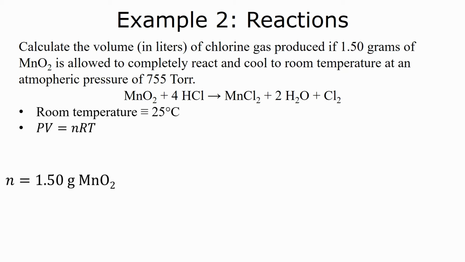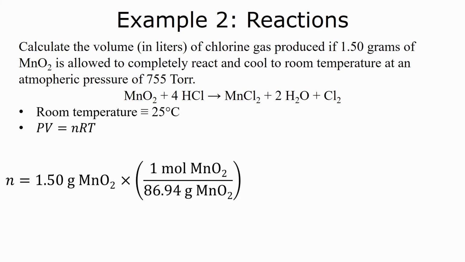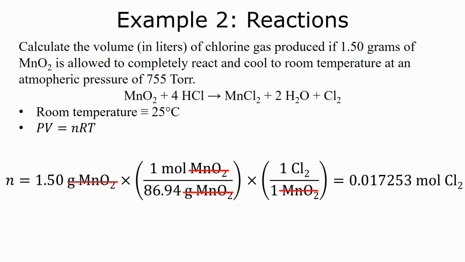So all that's left is to use stoichiometry, take our 1.5 grams of manganese oxide, convert that to moles of manganese oxide, and then we look at the reaction stoichiometry and we realize this is just a 1-to-1 ratio. For every 1 mole of manganese oxide, we get 1 mole of chlorine out. So now we have our moles of gas that we can plug into our ideal gas equation.